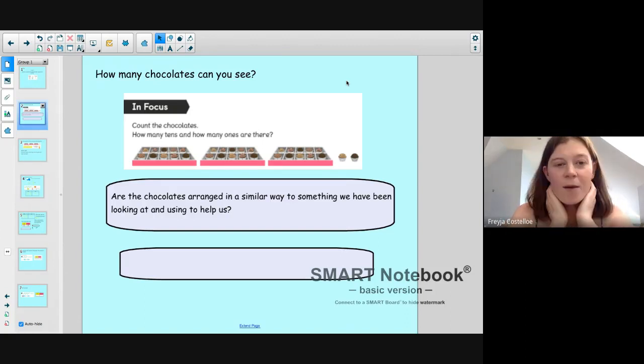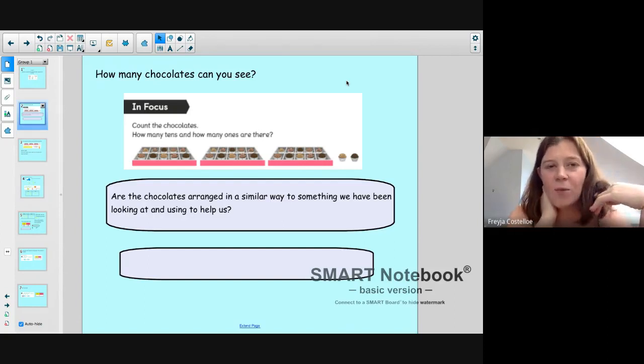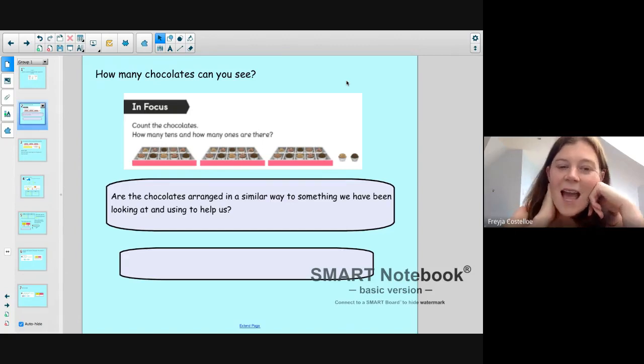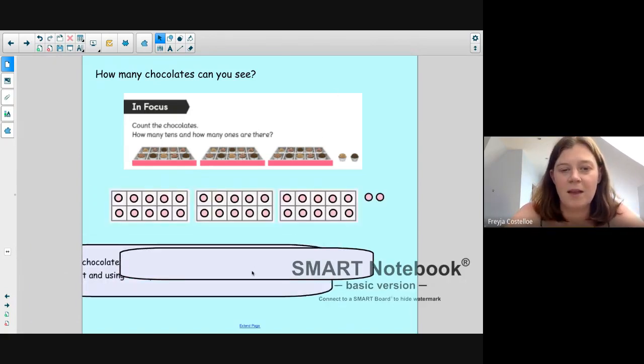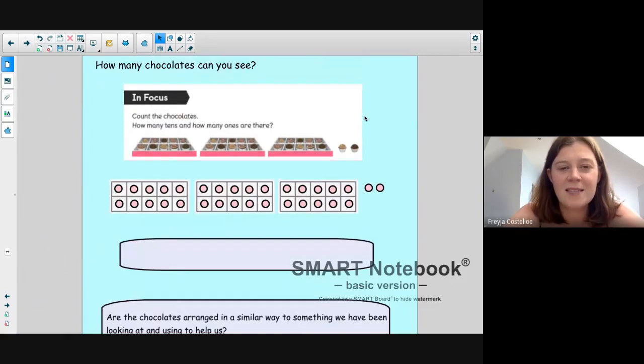Next, I would like you to think about how the chocolates are arranged. Are they arranged in a similar way to something we have been looking at and using to help us when we are counting in tens? What do you think? Do those boxes of chocolates look similar to something? Let's have a look behind here. Oh, yeah. Okay, well, I'm sure some of you guessed this, but those chocolate boxes are similar to our tens frames, aren't they? They're just boxes with chocolates in instead of tens frames with dots in.